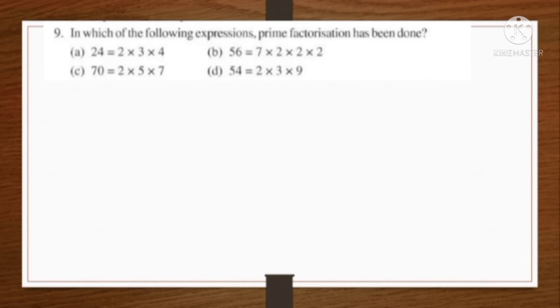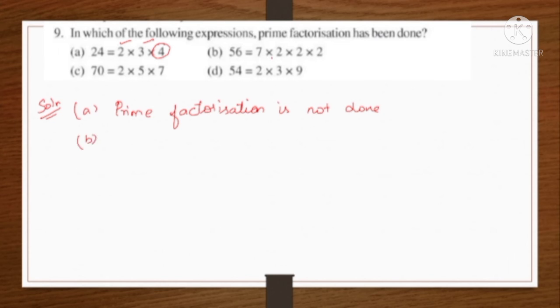The next, sum number 9. In which of the following expressions has the prime factorization been done? So you have to tell in which expression prime factorization has been done. 24 equals 2 into 3 into 4. Here 2 is a prime number, 3 is a prime number, but 4 is not a prime number. So in subdivision A, prime factorization is not done.